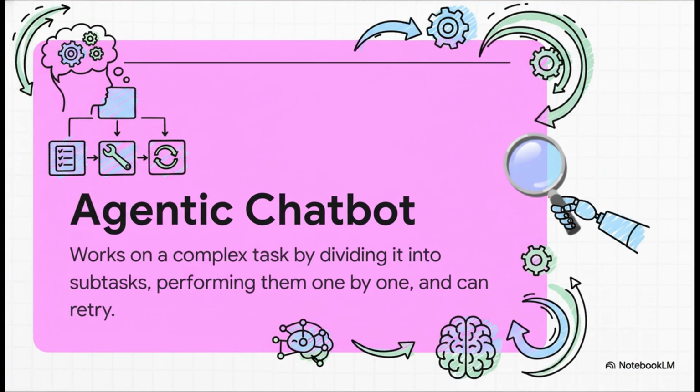And you can think of an agent like a really smart assistant. It doesn't just follow a script. It can plan, it can break a big task into smaller pieces, use different tools when it needs to, and even go back and retry a step if it fails. It can work through a problem just like a person would.